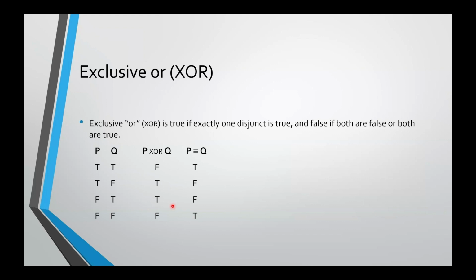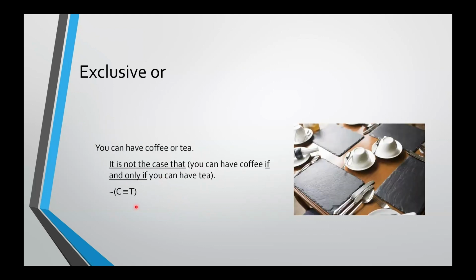The other thing that you can do is use the truth value flipping method that we used for the other ones as well. Here, what you'd be flipping is P if and only if Q. This is true when they're both true or both false, so its truth values are the opposite of XOR's. So you can get XOR by just negating this. This is a much shorter way of symbolizing it. To symbolize XOR here, you just have: it is not the case that you can have coffee if and only if you can have tea. So it's a much simpler way of doing it.